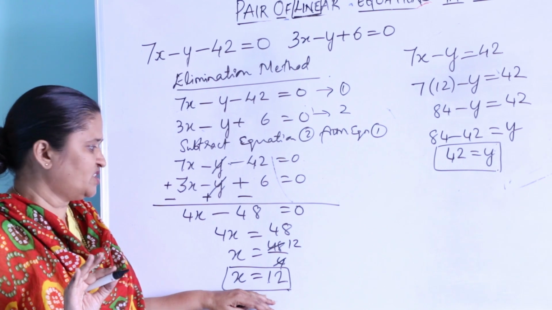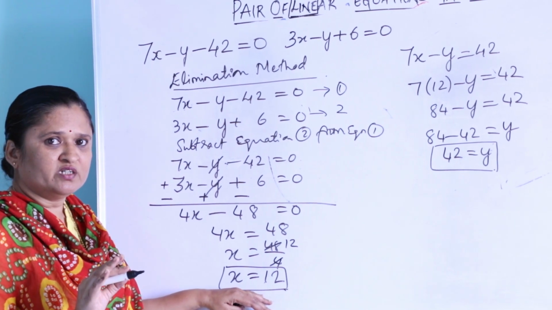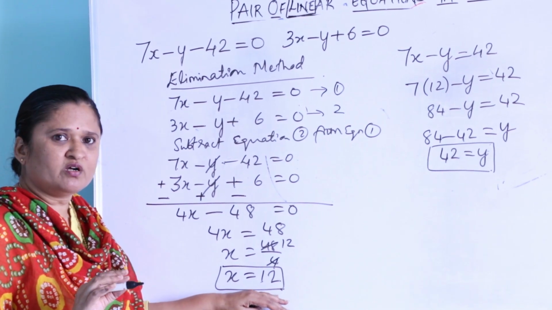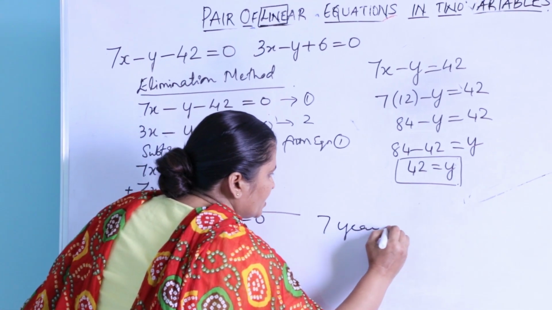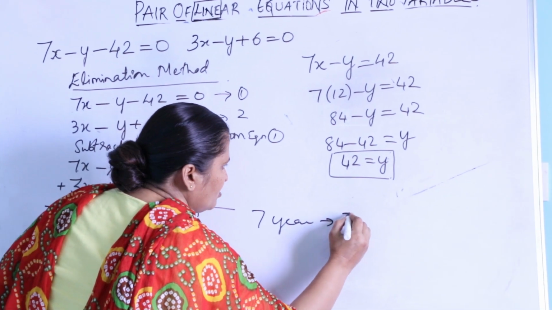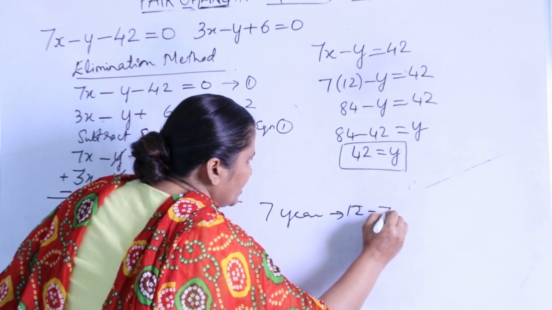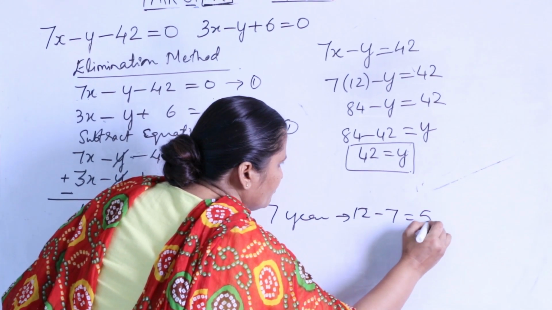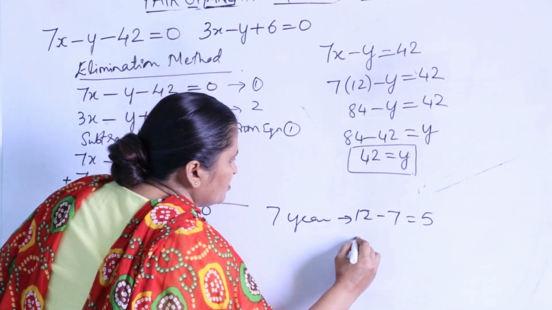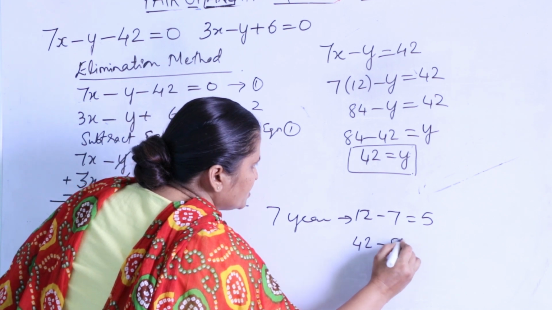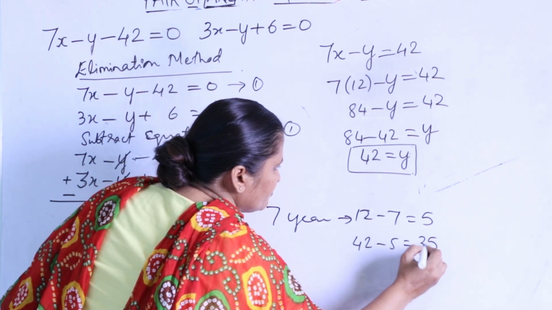This is how you can check whether your answer is right or wrong. I'm just showing an example of how to cross verify. 7 years ago, she was 12 minus 7, which is 5. And what was he 7 years ago? 42 minus 5, which is 35.